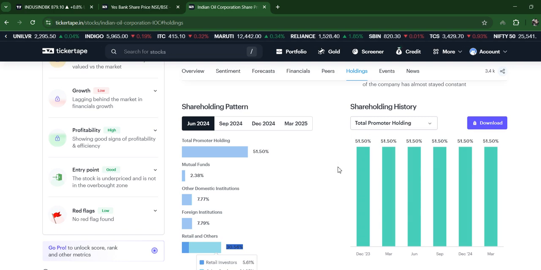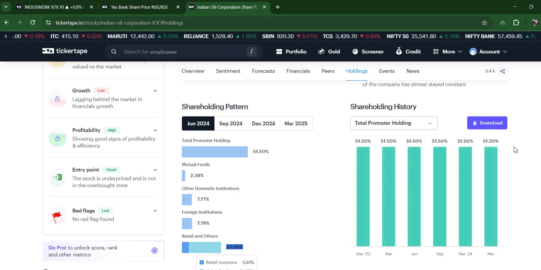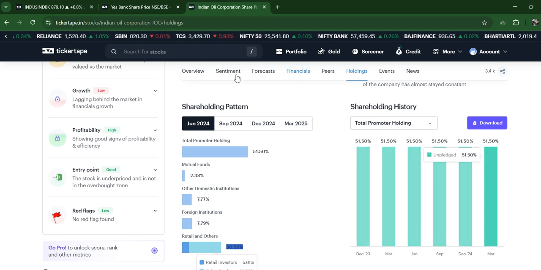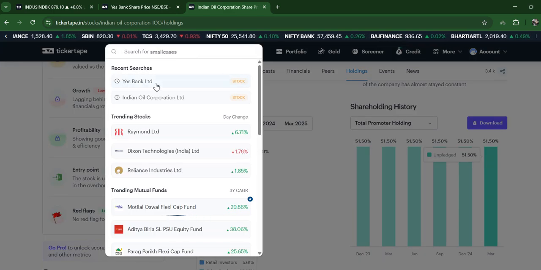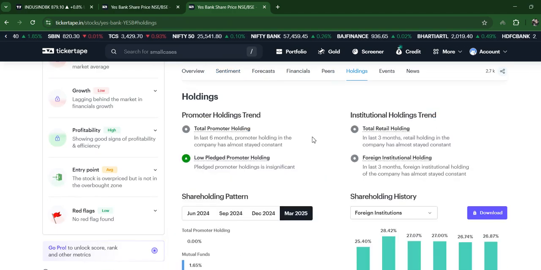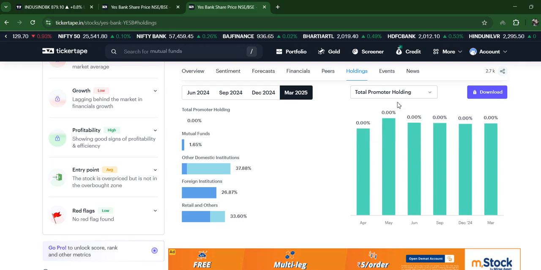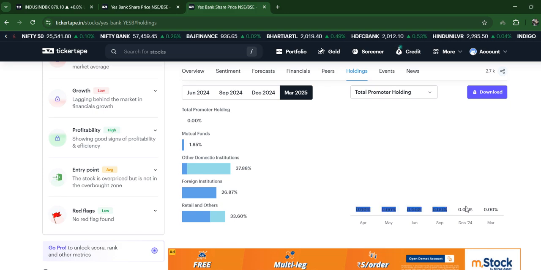Now the total promoters holding, if you check, the promoters have the consistent holding. I mean, there are no shares sold by the promoters in this company, which is a good sign. For example, if you check the history for Yes Bank, the promoters have sold all their holdings. Let's go ahead and check over here. Yes Bank is just for your analysis and understanding. Let's go to holding. See, the promoters have zero holding in this company. So if the owners are not willing to hold in this company, then what's the point? It creates a fear in the market.